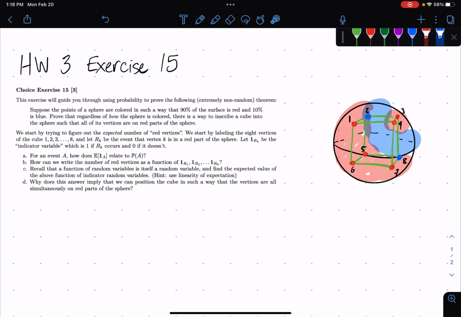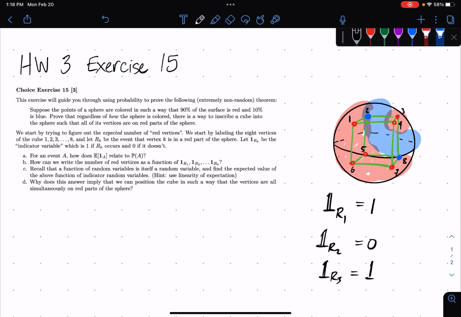So, for example, here we have that 1 R1 equals 1 because it's red. 1 R2 equals 0 because our second vertex is blue. 1 R3 equals 1 because our third vertex is red, and so on.